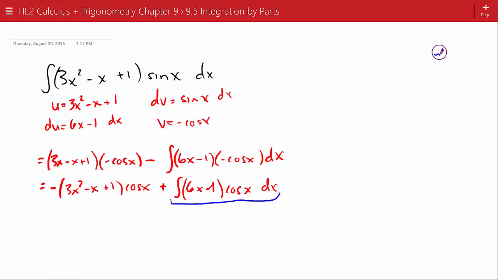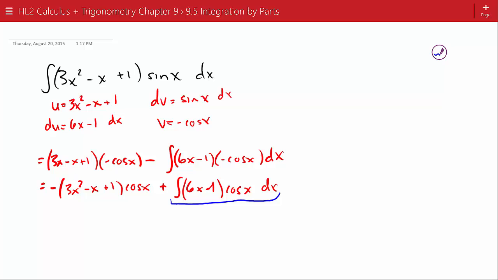And I hope that you see that this structure that we're left with now is very similar to the integral I started with, except now the polynomial is depressed 1 degree. Now we have a linear polynomial, and we can use integration by parts again, and that's going to get this differential here down to just a constant.